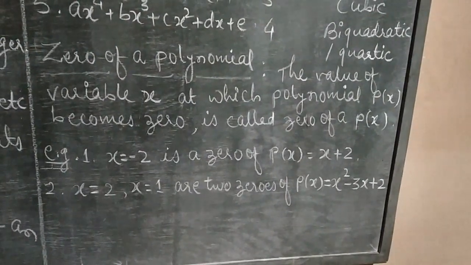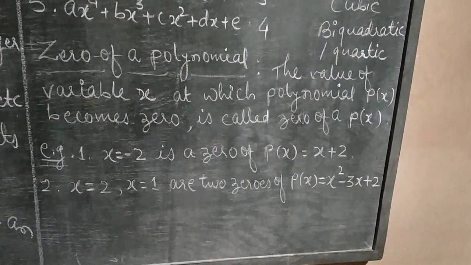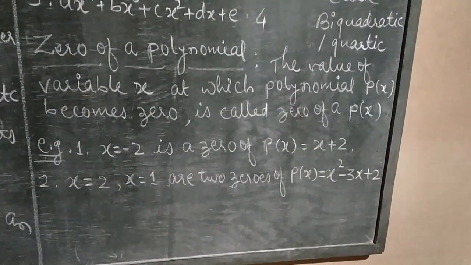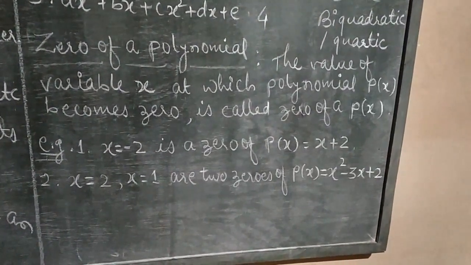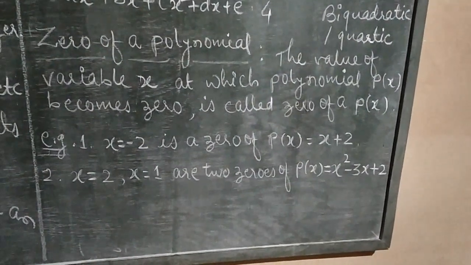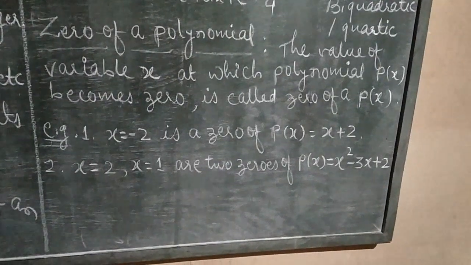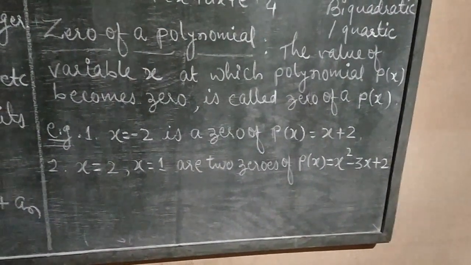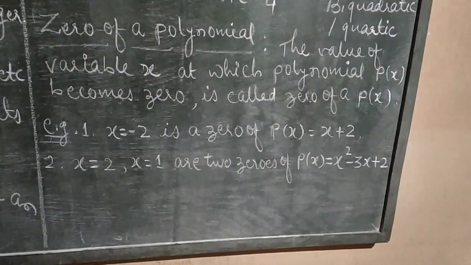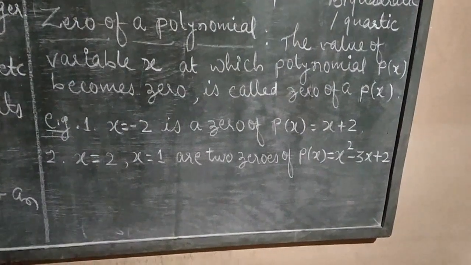So we must concentrate on this topic. The value of the variable x at which polynomial p of x becomes 0 is called a zero of the polynomial. Suppose we have one polynomial and we assign a value of x to that polynomial. If it becomes 0 at any value, then that value will be the zero of the polynomial.